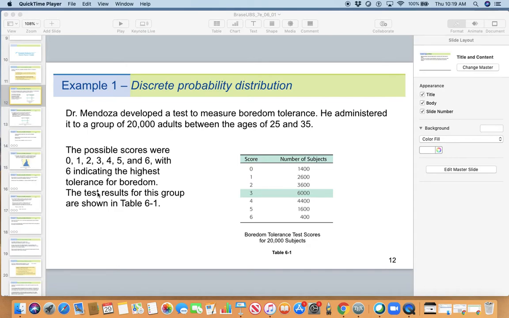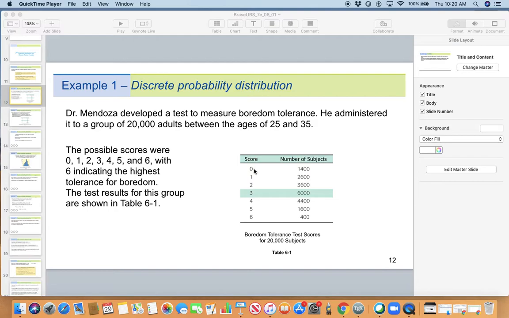So we were looking at this particular statistical study where we were going to measure boredom tolerance. Dr. Mendoza administered a test to a group of 20,000 adults between the ages of 25 and 35. The possible scores were 0 to 6, 6 indicating the highest.